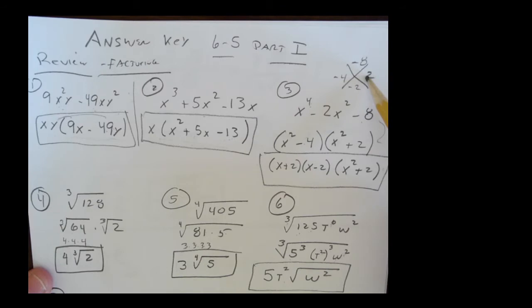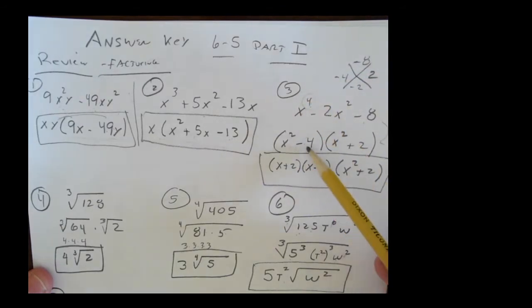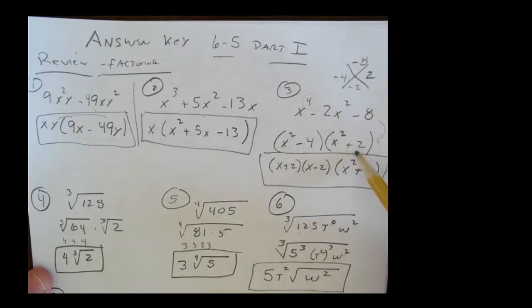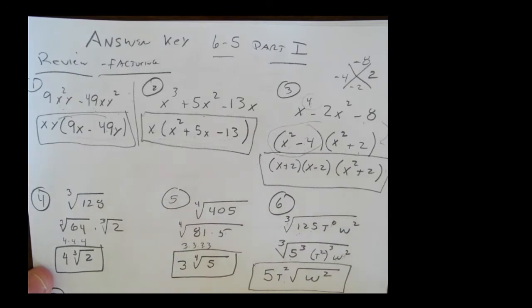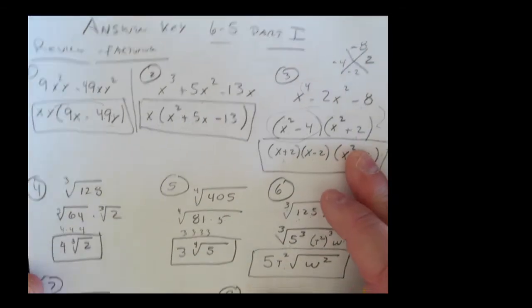-4 and 2. We're with x to the fourth, so we can make it x squared minus 4, x squared plus 2. Then, that's one step. Hoping you recognize that x squared minus 4 can be x plus 2 times x minus 2. Remember, difference of two squares. And this one stays like that. So that's our answer to that one.